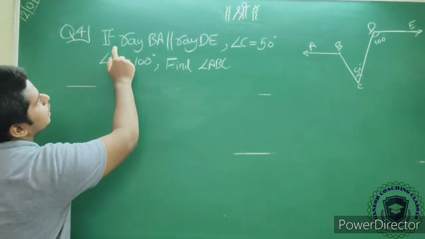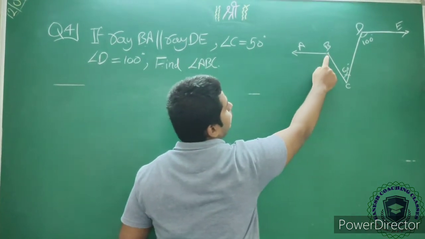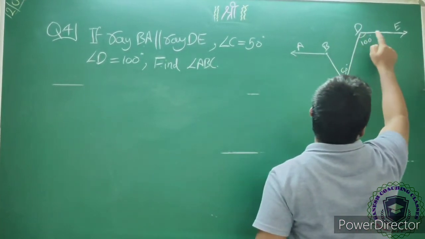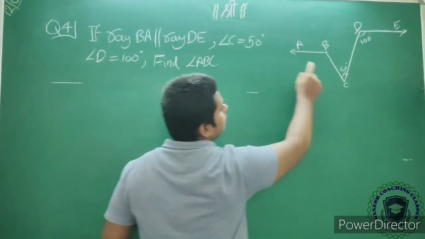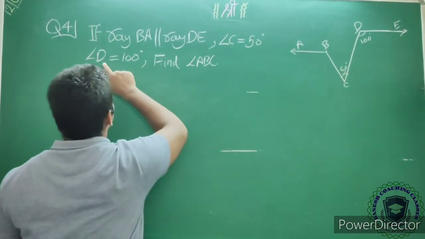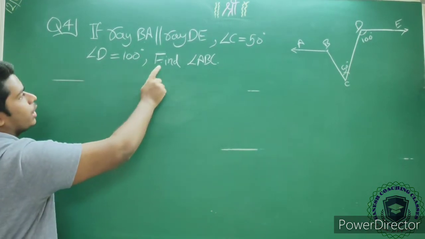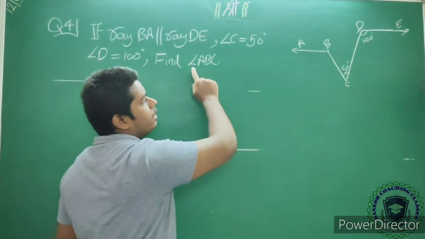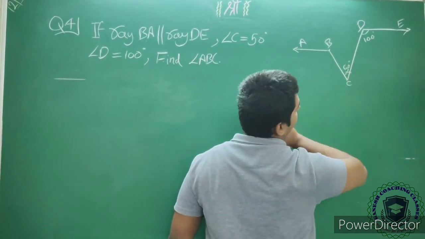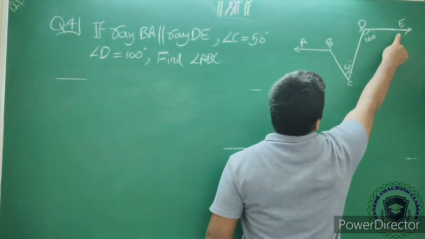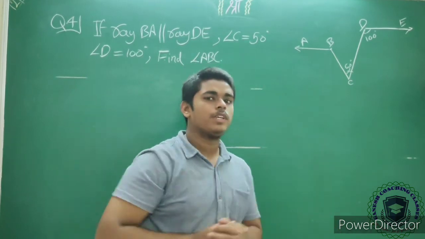In question 4, we are given that ray BA is parallel to ray DE. So here BA is parallel to DE. After that we are given some angles: angle C is equal to 50 degrees, and angle D is equal to 100 degrees. Using this, we have to find the measure of angle ABC. We have to find the measure of angle ABC, and we have been given the values of EDC and DCB.